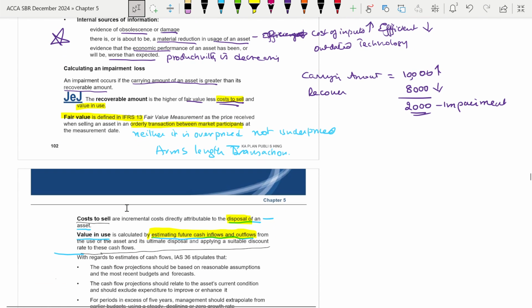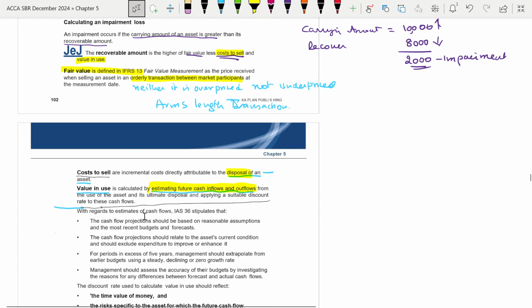When you are talking about the internal, we have to think about the fair value. Fair value is very important. Fair value consists of what? When you are talking about the fair value, there are two things: cost to sell and value in use. Cost to sell means, in simple words, you are disposing of the asset, sale of asset.